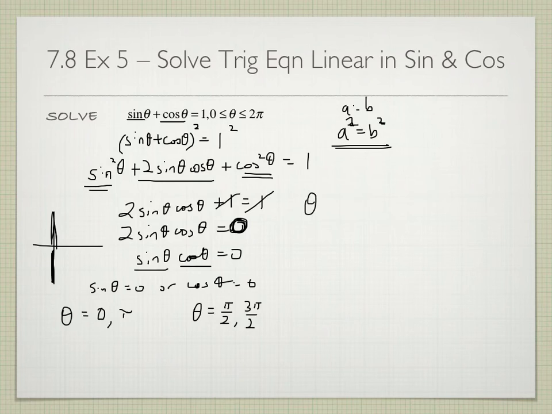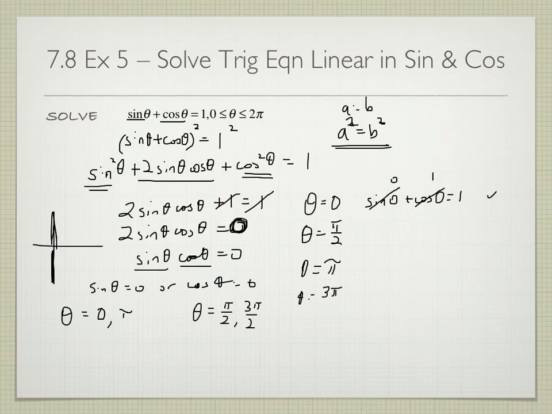For theta equals 0, we have to plug all of these back in. So sine of 0 plus cosine of 0 equals 1. Is this a true statement when theta equals 0? Well, sine of 0 is 0. Cosine of 0 is 1, so yes, that works. What about theta equals pi over 2? I'm just going to go in order here.